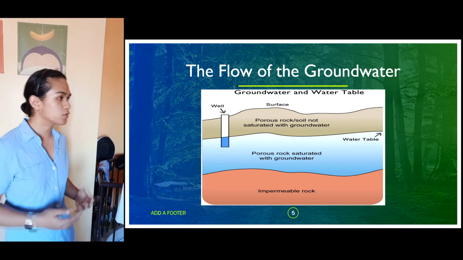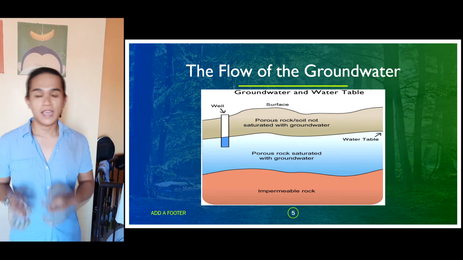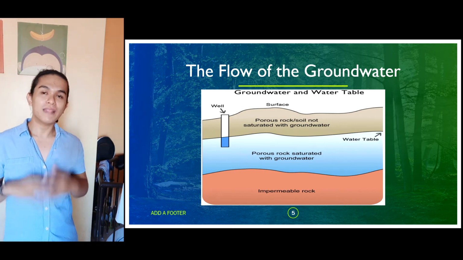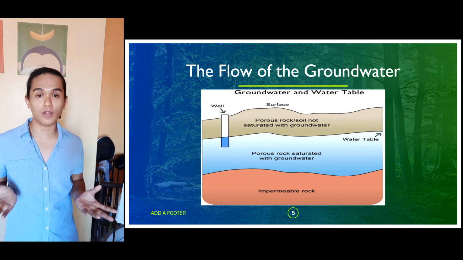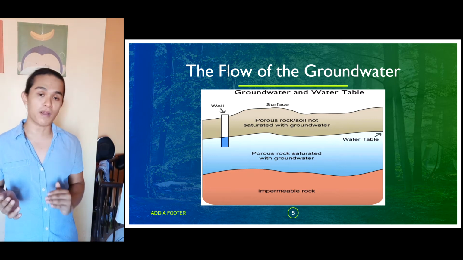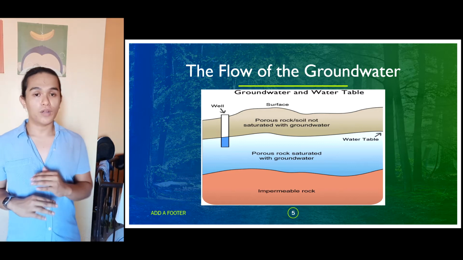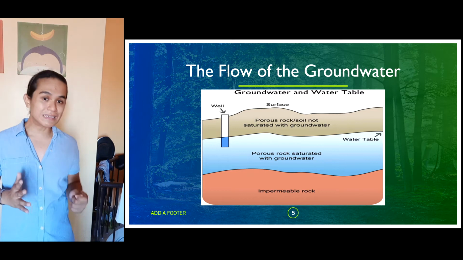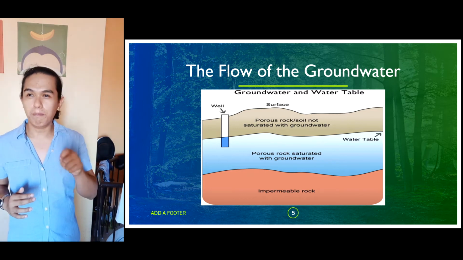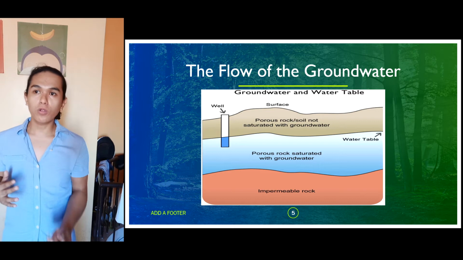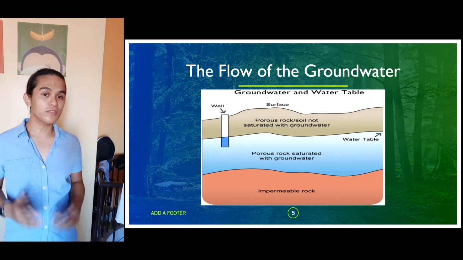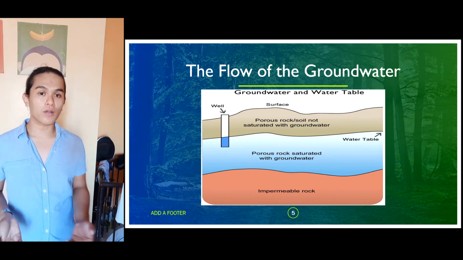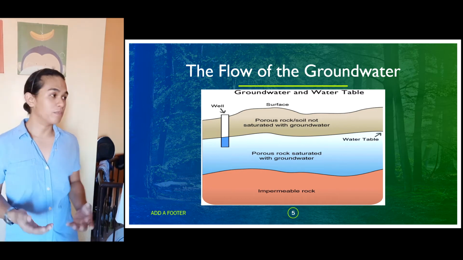Next is the porous rock saturated with groundwater. In this area, you have to consider a smaller amount of impurities in the groundwater because it is in the lower part of the groundwater. So in creating a water pump, you have to dig or bore a hole or a pipe down into the ground and then pump it multiple times to get the clear water from the groundwater.